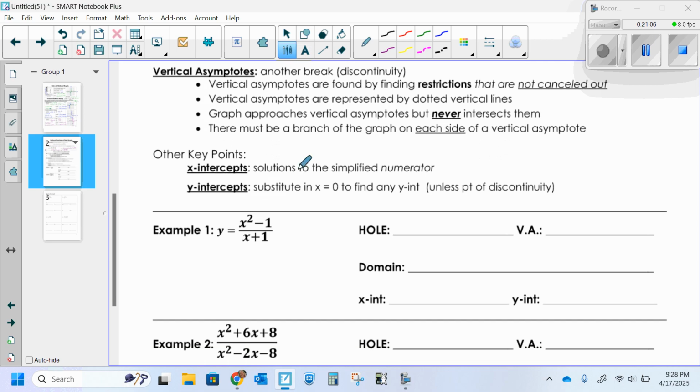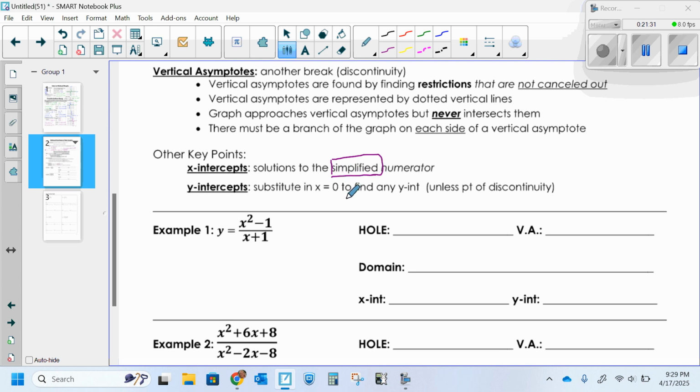All right, the other points we're going to find are x-intercepts. Those are solutions to the simplified numerator, or I like to say the zeros of the simplified numerator. For y-intercepts, plug in 0 for x, and I always like to use the original. You have to use the simplified for x-intercepts. Absolutely have to use the simplified.